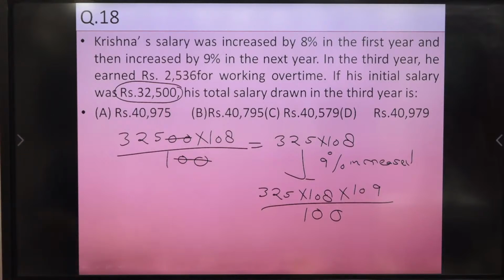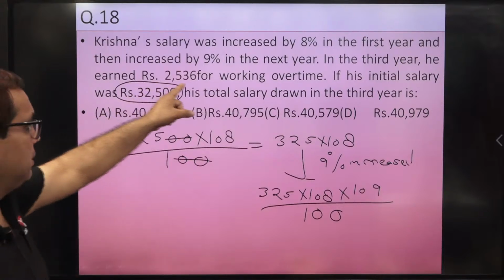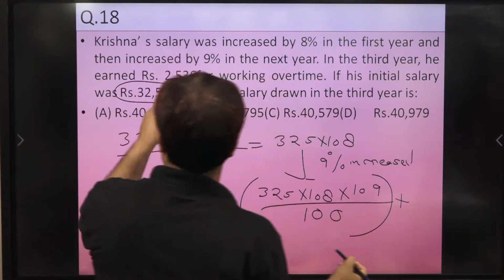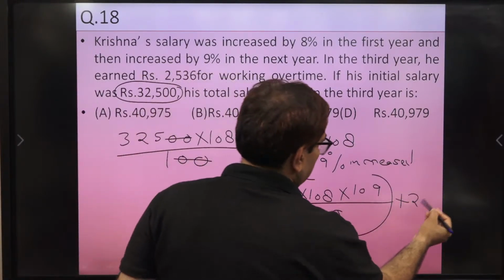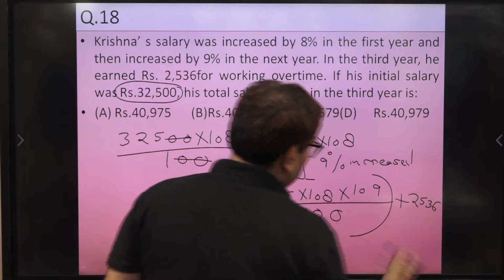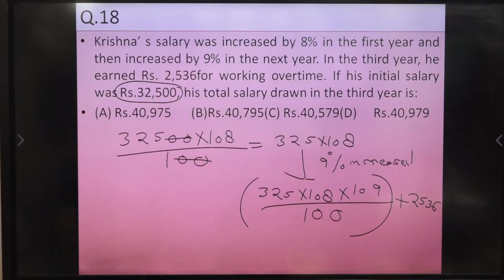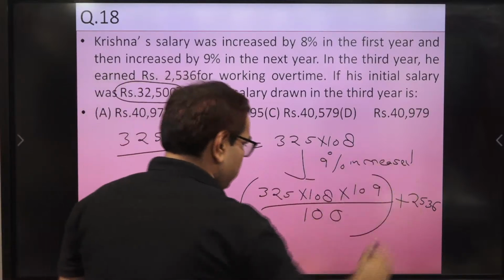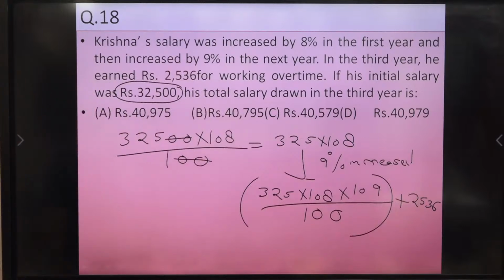Okay. And now overtime is 2536. So if we add the overtime also, so plus 2536. So this will be the new salary now. So just solve this now. You can make the cancellation here by 5, and then you can simplify this value. Okay. So what answer are you getting? Hema and Sonu are getting answer B. So that is the right answer.